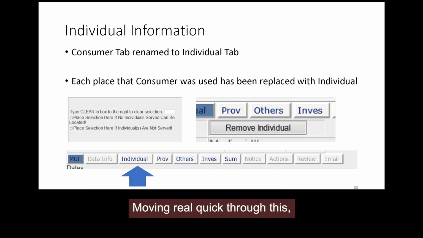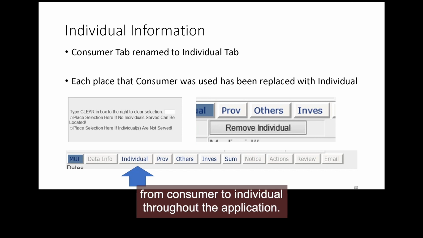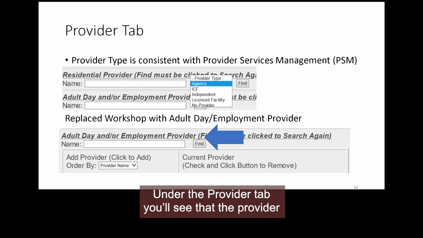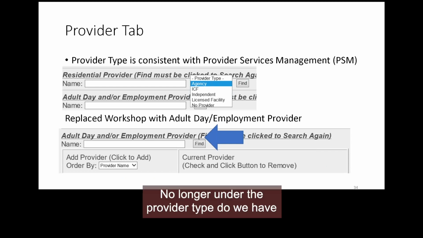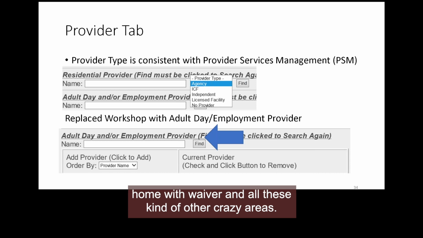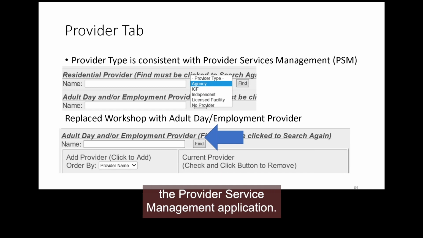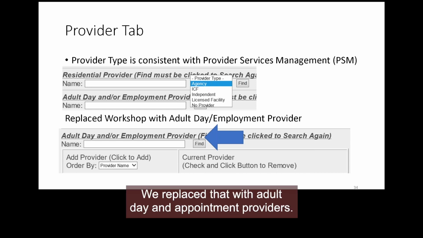Moving real quick through this, we know some changes, just cleaning up language from consumer to individual throughout the application. Under the provider tab, you'll see that the provider type is consistent. No longer under the provider type do we have home with waiver and all these other crazy areas. Now it's going to be consistent with PSM, the provider service management application. We tried to clean up some language. Obviously, we don't have workshops. We replaced that with adult day and employment providers.